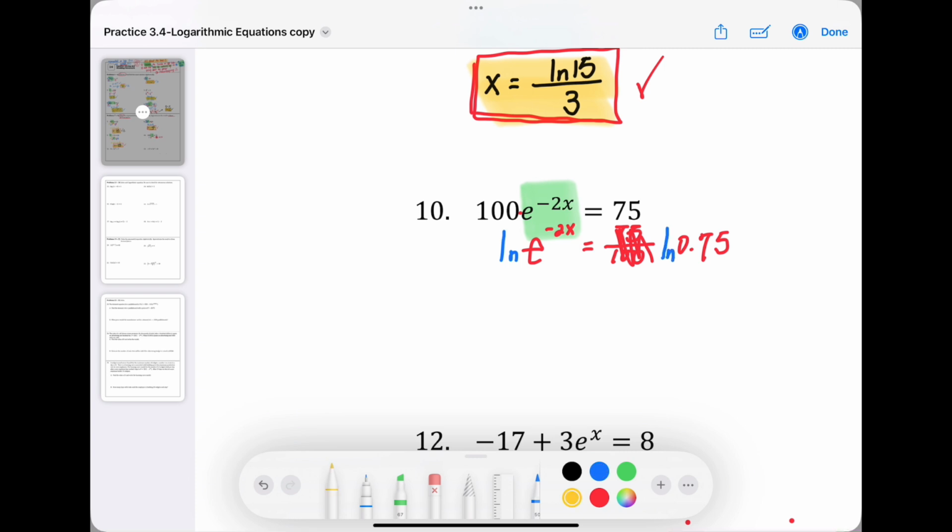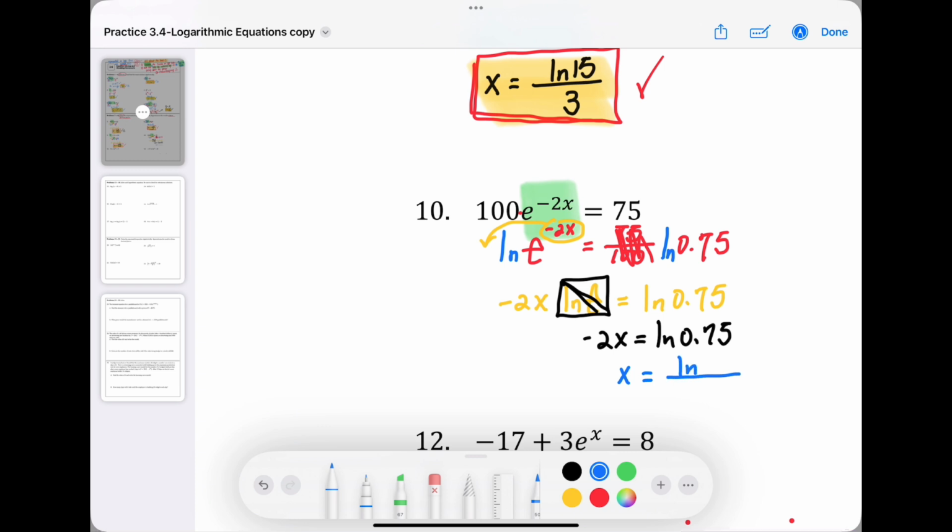I'm going to take the natural log on both sides to bring down the power. Once you bring down the power up front, you get negative 2x times natural log of e, that is equal to natural log of 0.75. Oh, you know what? With my awesome eagle eye, the bases are the same, so they cancel out. Do you see those are the same? Cancel out. So what do I get? I just got negative 2x equal to natural log of 0.75, right?